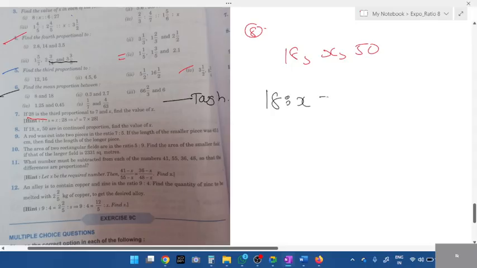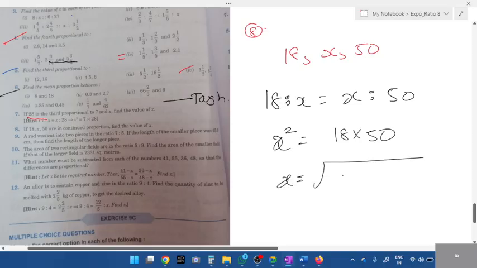18 into x is equals to what? x into x is to 50. x into x is x square. 18 into 50. What is x value? Square root of... Eighth one completed.